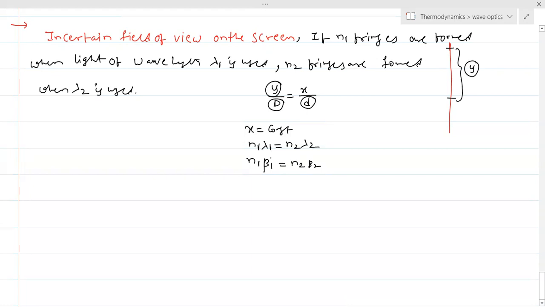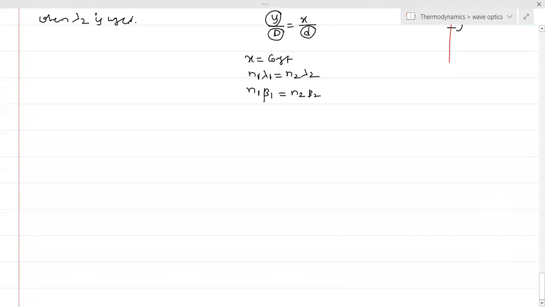If we have a similar condition for the dark fringes, we also get this kind of condition, n1 lambda 1 equal to n2 lambda 2. So clearly we are saying fringes. Fringes means for both bright fringes as well as dark fringes, the same condition is applicable.